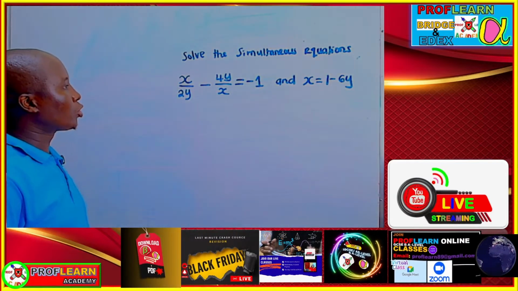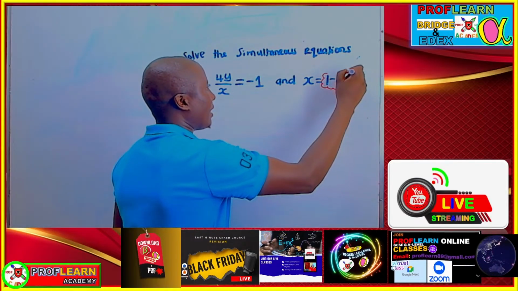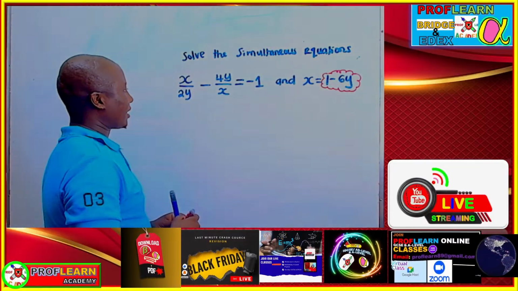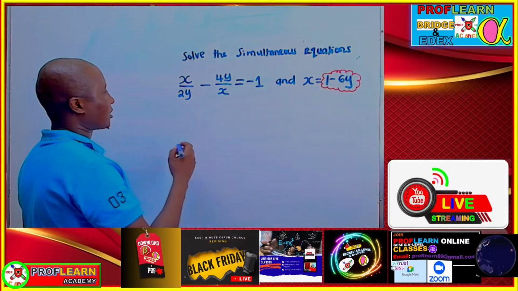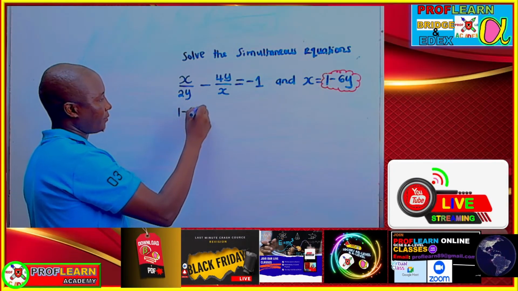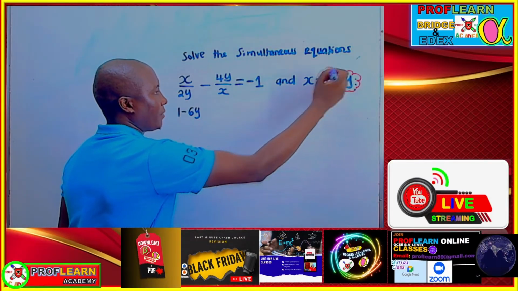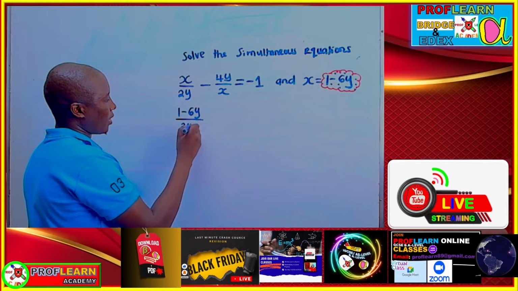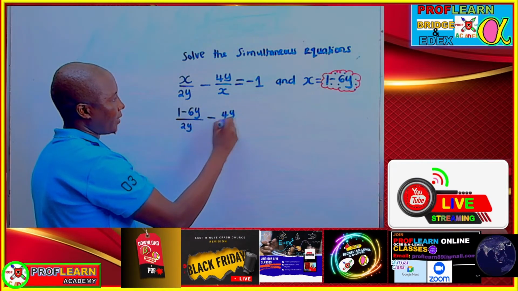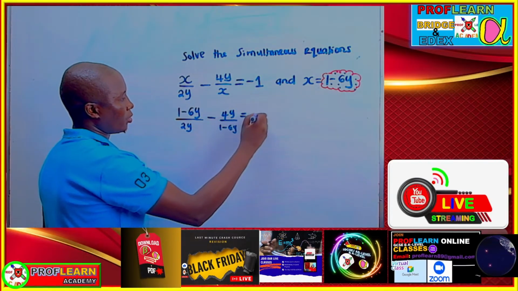Now, we are going to substitute. We are going to have x, we are going to substitute 1 minus 6y. So in this case, we are going to say that this expression is going to be 1 minus 6y. Because I'm having an x, I'm going to substitute this guy that I'm having here. So over 2y minus 4y over, instead of writing x, I write 1 minus 6y equals to -1.